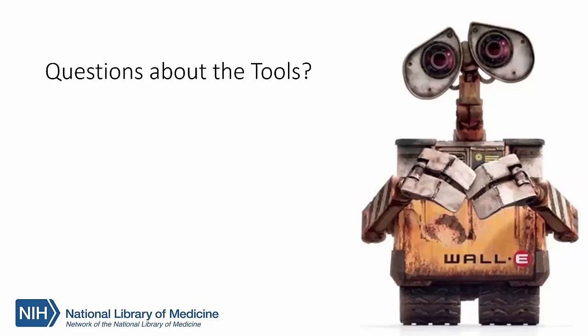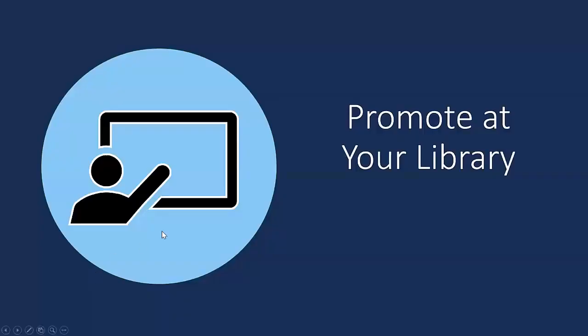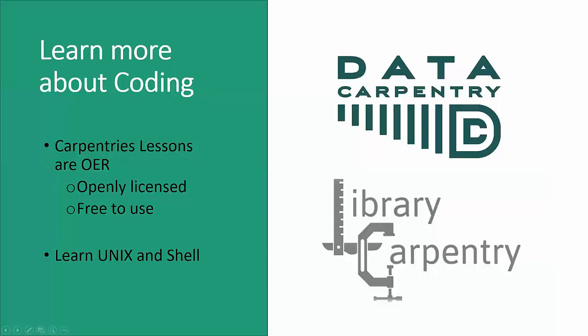We can talk a little bit about promoting at the library. Yes, thank you, Katie. Now we're going to talk about how to promote and use these tools at your library. One place to start is by learning more about coding and programming, such as through the Carpentries. The Carpentries are designed as an introduction for beginners, and all of their lessons are openly licensed and free to use. They have lessons on Unix and learning to use the shell, which may help familiarize you with the command prompt and the terminal interface.